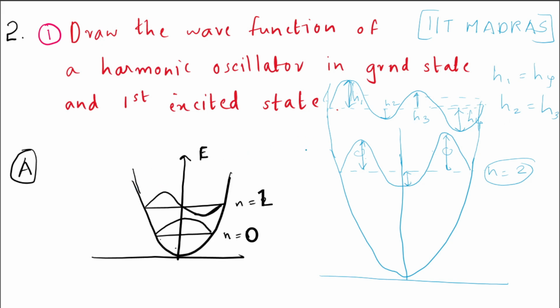So here they have just asked to draw the wave function of the harmonic oscillator for the ground state and first excited state. So this is like this.